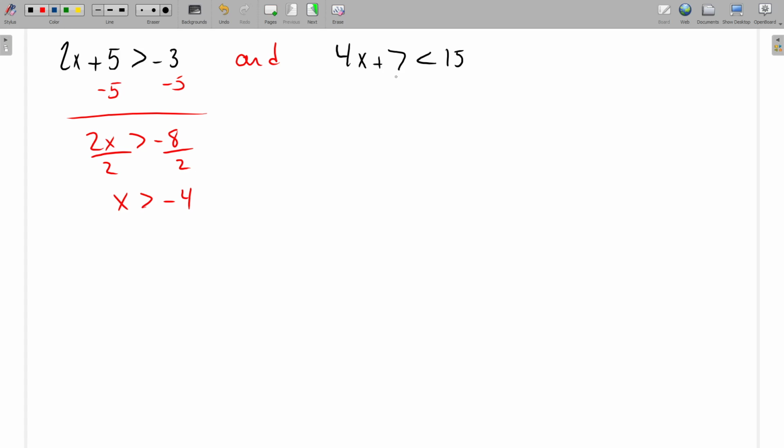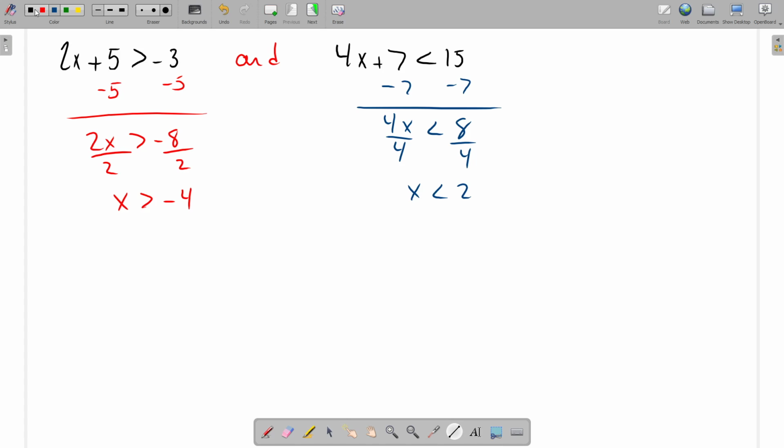And going to the inequality on the right, we want to isolate the x again. So we want to subtract the 7 across. So 4x is less than 8. And to get rid of the 4 in front of the x, we need to do the opposite, right? It's multiplication. So we divide by 4, leaving us with x is less than 2.